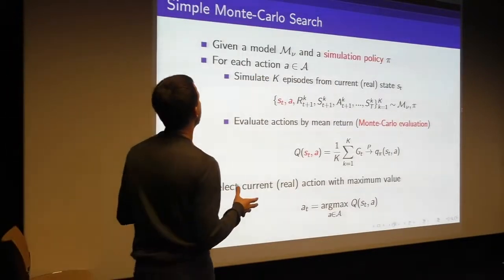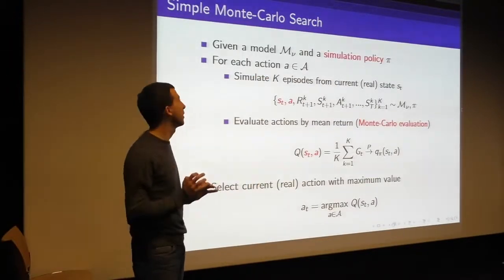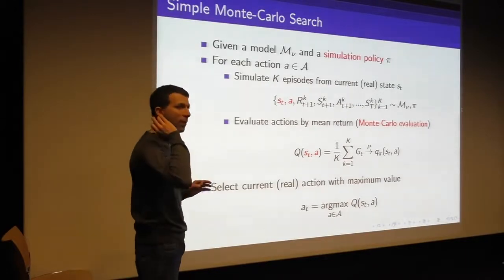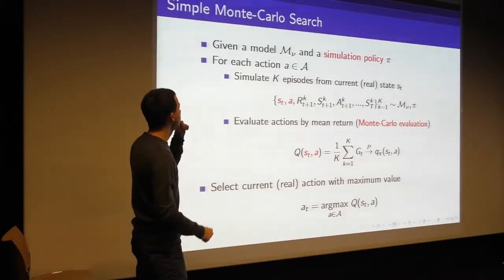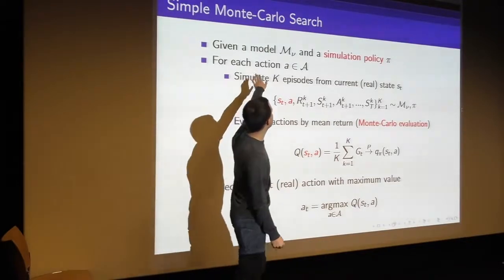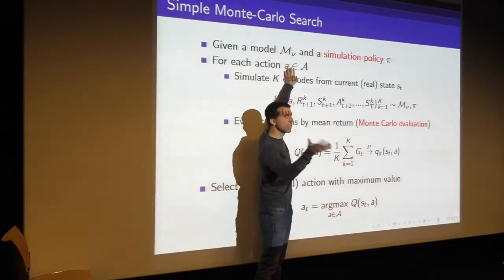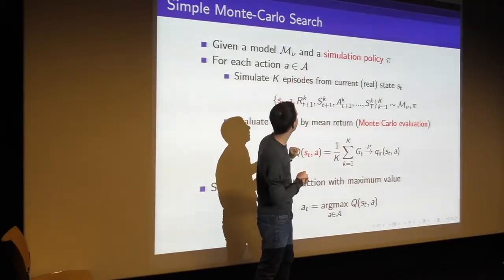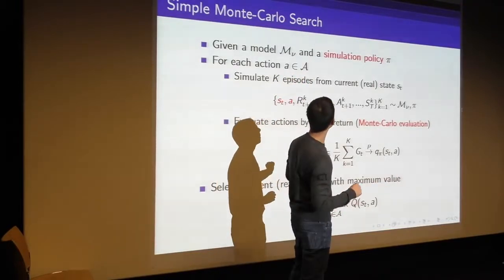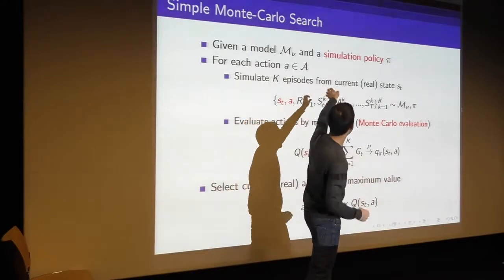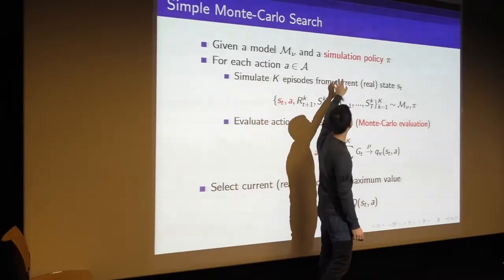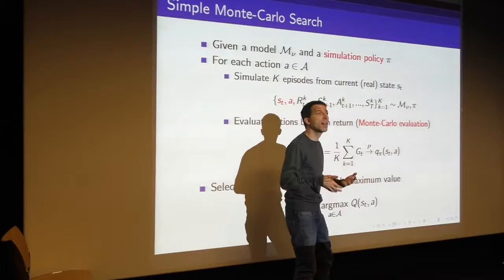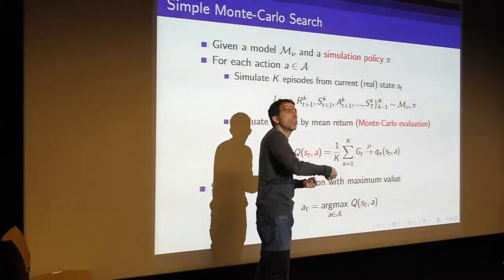So what does this look like? Let's start with the simplest possible version. This is what I call simple Monte Carlo search. Let's just assume that we've got some model, or someone tells us the rules of the game, or we've learned our model of how the rocks are working, or how the robot's walking, how the helicopter's flying, and we have some simulation policy pi. A simulation policy is just some way that we are going to pick actions in our imagination.